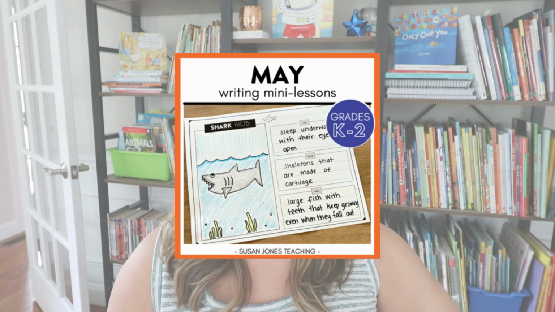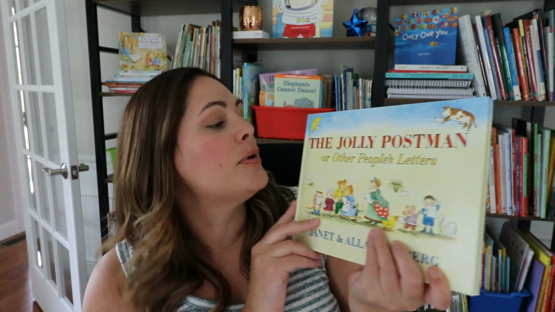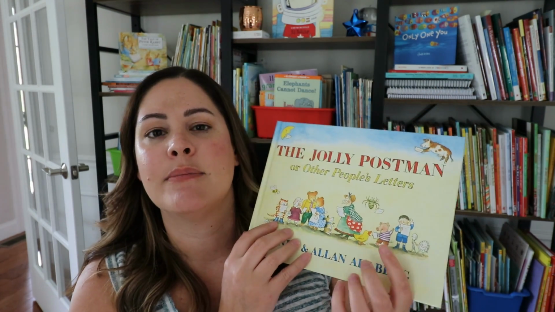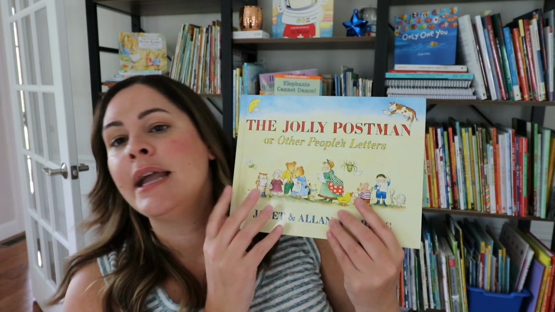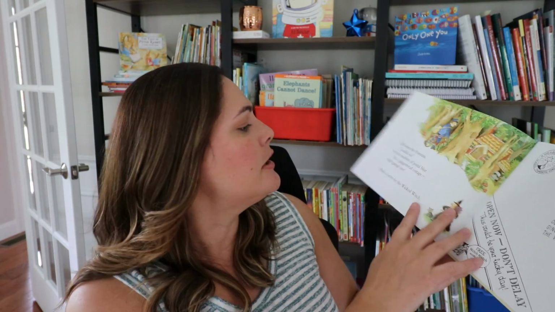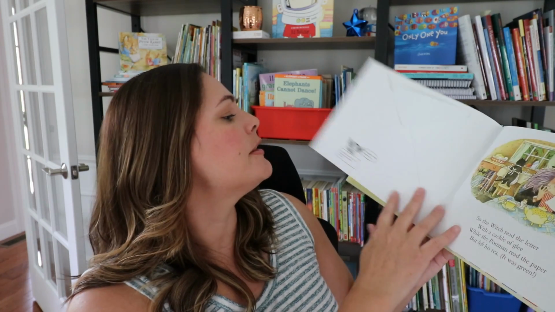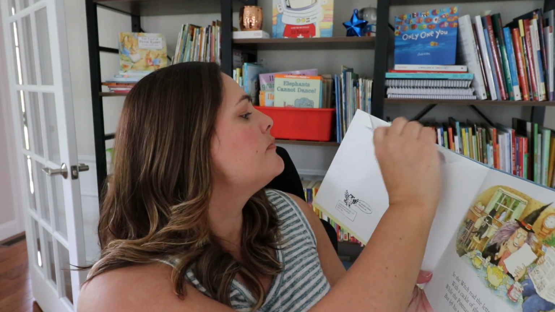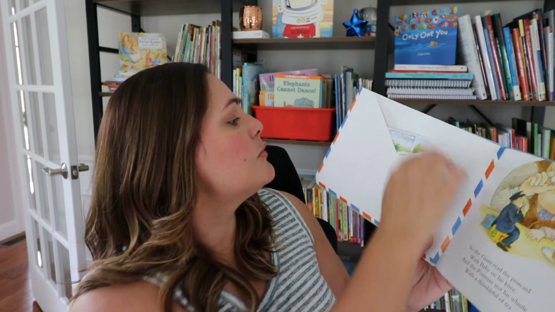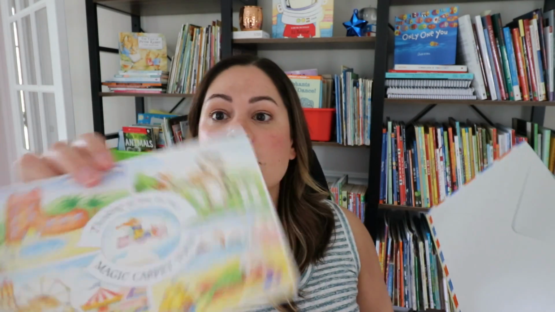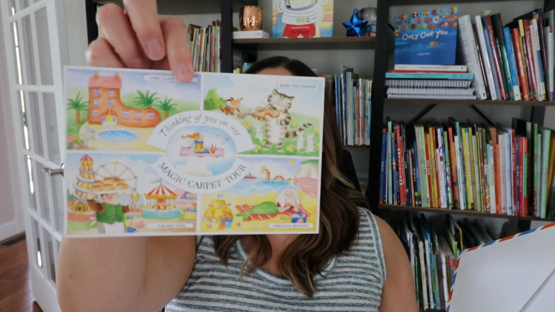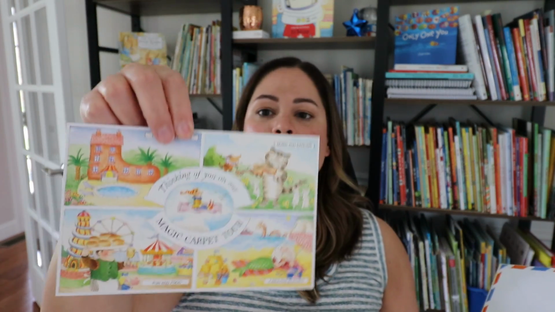And the book that I share is The Jolly Postman, which I shared this book in my Friendly Letters video as well, and other people's letters. Love this book. It is such a fun one, and it shows different types of letters that you can write to people. And one of them that the postman drops off, is it this one? No, let me find it. One of them right here is a postcard. And so this is a fun one just to show a little example of what a postcard looks like.